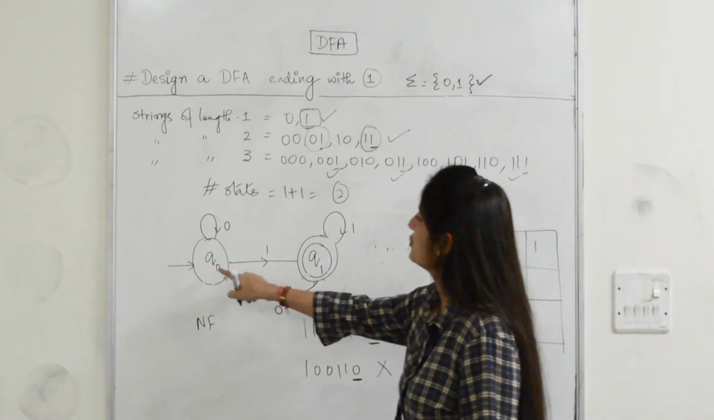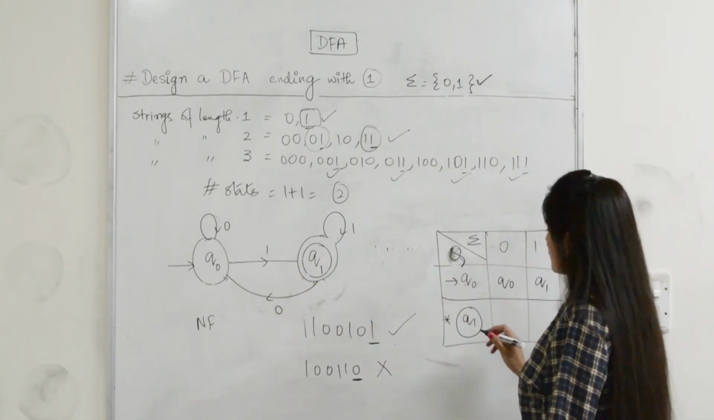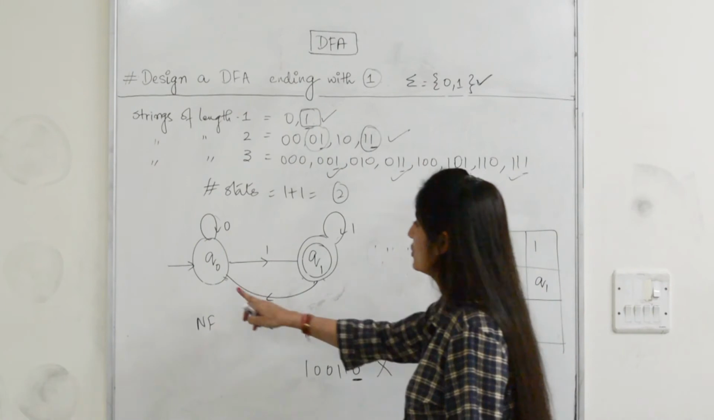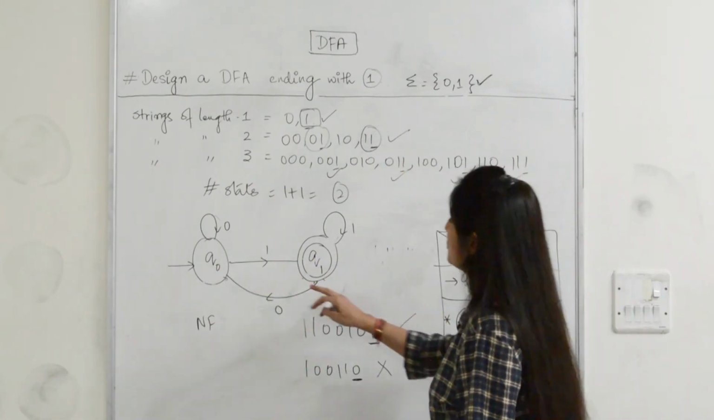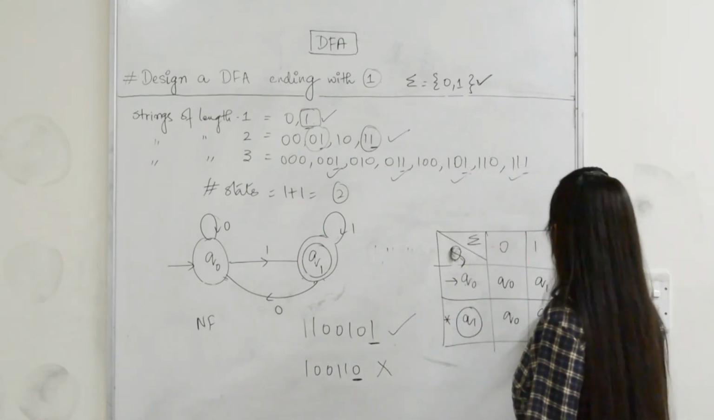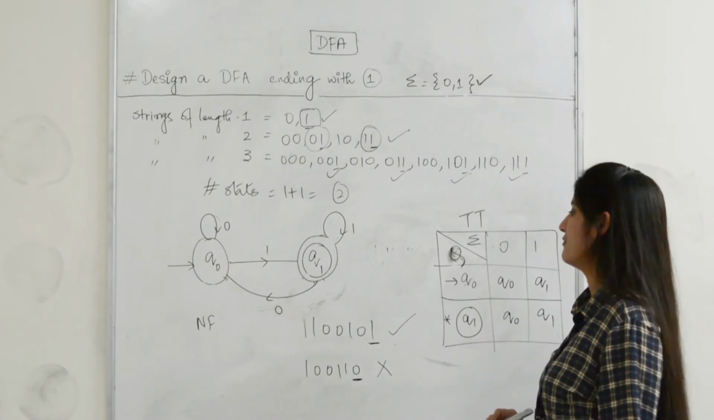Q0 on 1 reaches Q1. So this will be the transition. Q1 for 0 reaches Q0 and Q1 for 1 reaches Q1. So this is the transition table for the given DFA.